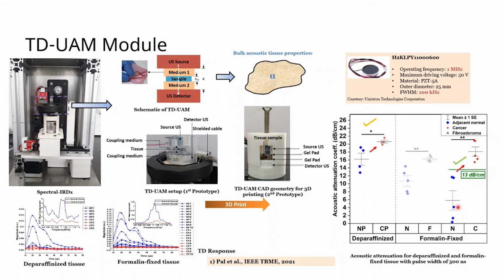We also observed the fibroadenoma tissues had a higher acoustic attenuation coefficient as compared to the normal tissues. And for both fibroadenoma and cancerous, when we compare with the normal tissues, both were found to be statistically significant, especially for formalin fixed tissues.